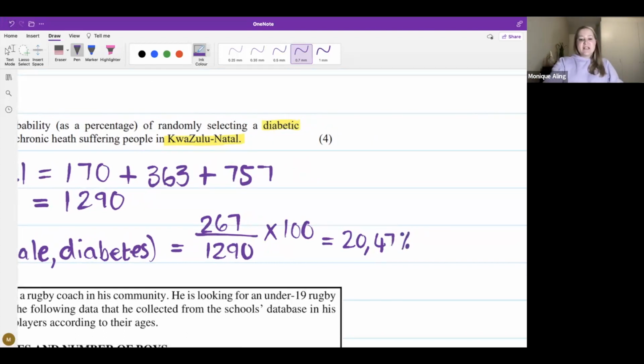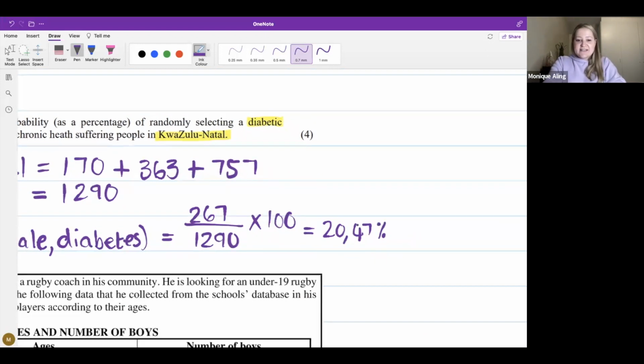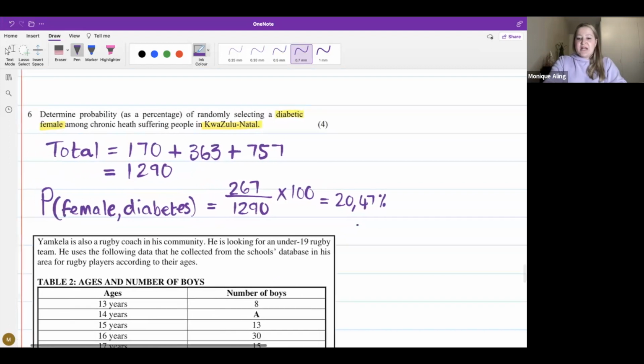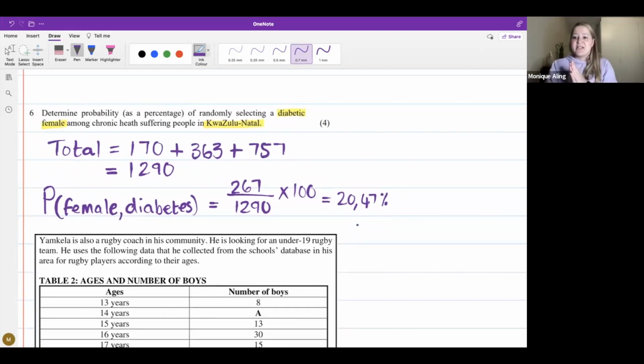Okay, it was a bit of a tricky one with the way they worded things. I also originally thought that they were just talking about the diabetic people in general, but they said among all the chronic health suffering people in KZN, so we had to include asthma and hypertension. Good, Kahisto, good.